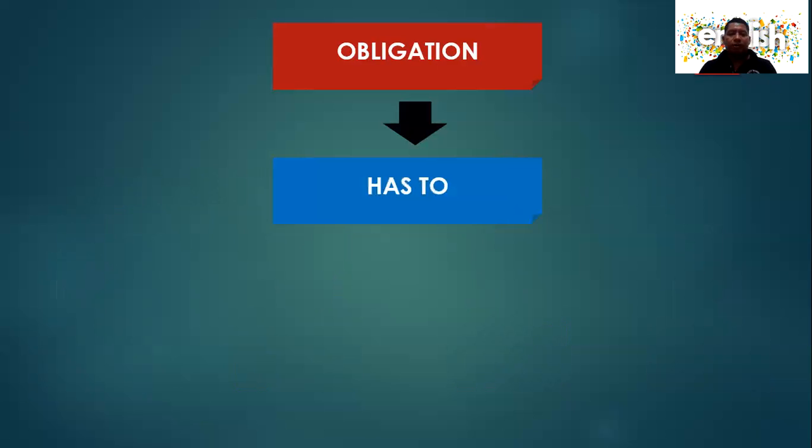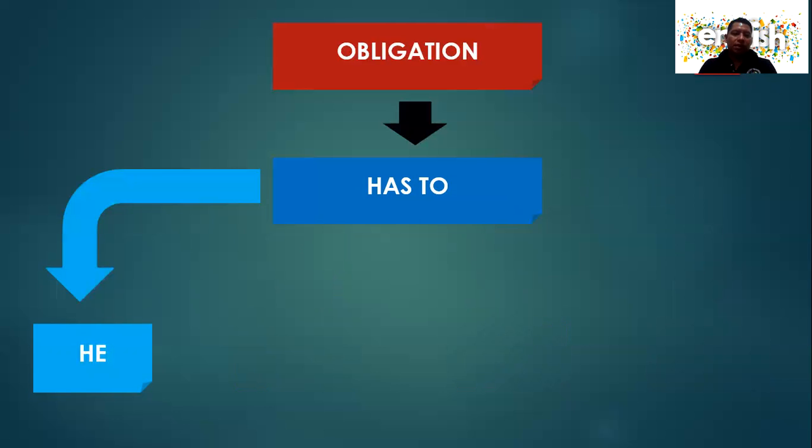Let's continue. Then when we have an obligation, but it's with the other subjects, with the third person singular, it is has to. And we use has to with the subjects he, she, and it. Remember, when it's an obligation, we use have to with I, you, we, they. And with the third person singular, we use has to when we talk about he, she, and it.